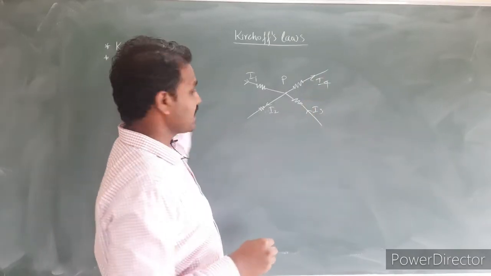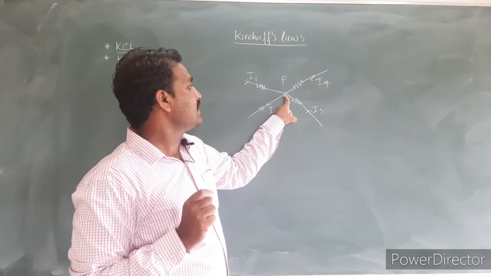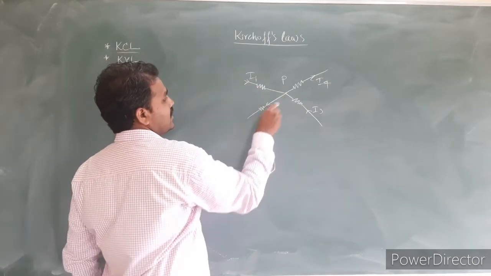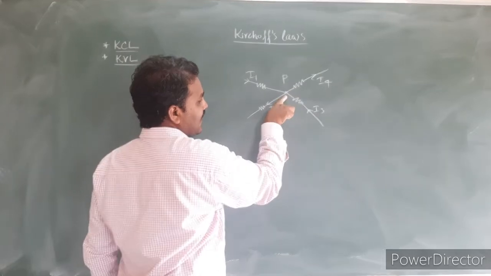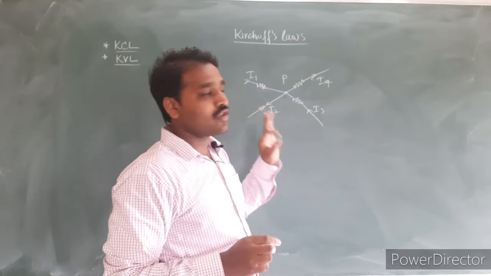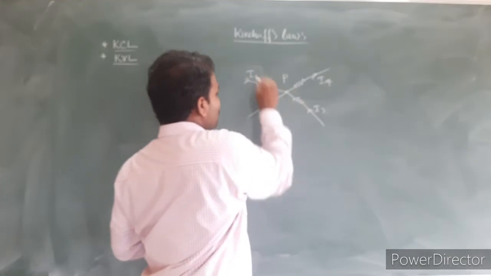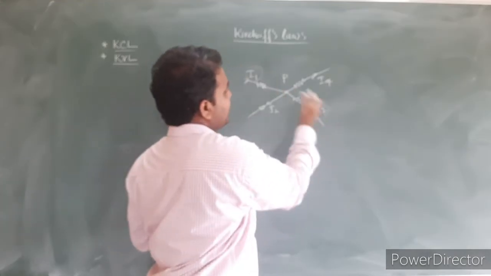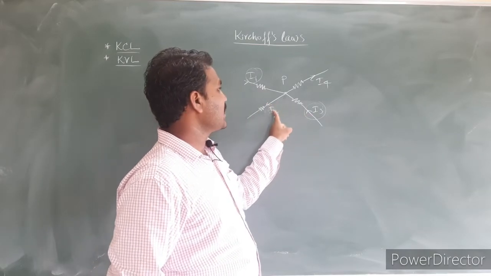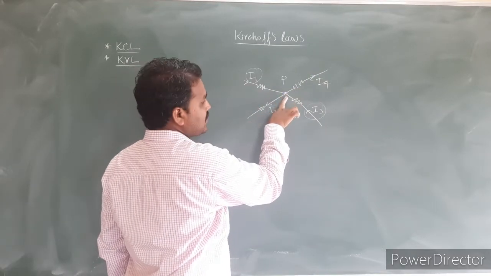Kirchhoff's current law states that the net electric current at a junction, at a node, is equal to 0. See here, if I should have the net current at point P equal to 0, whatever input current is there must be equal to the output current. What are the currents coming towards point P? I1 is input current and again I3 is input current. The sum of I1 and I3 must be equal to the sum of I2 and I4. Then only I will have the electric current at the junction P equal to 0.